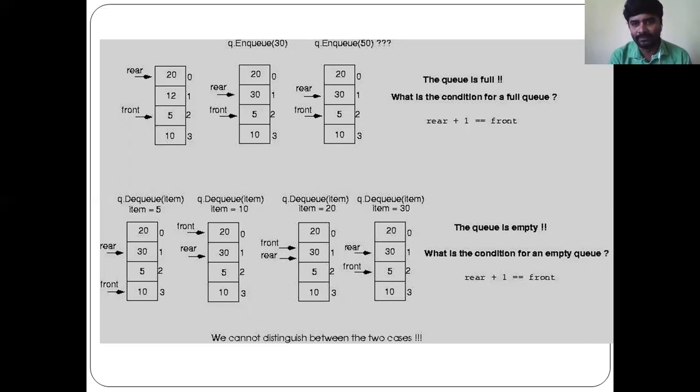So here is the finding of the present scenario: the queue is empty. What is the condition for an empty queue? That is rear plus 1 equals front. So we can't distinguish between the two cases.